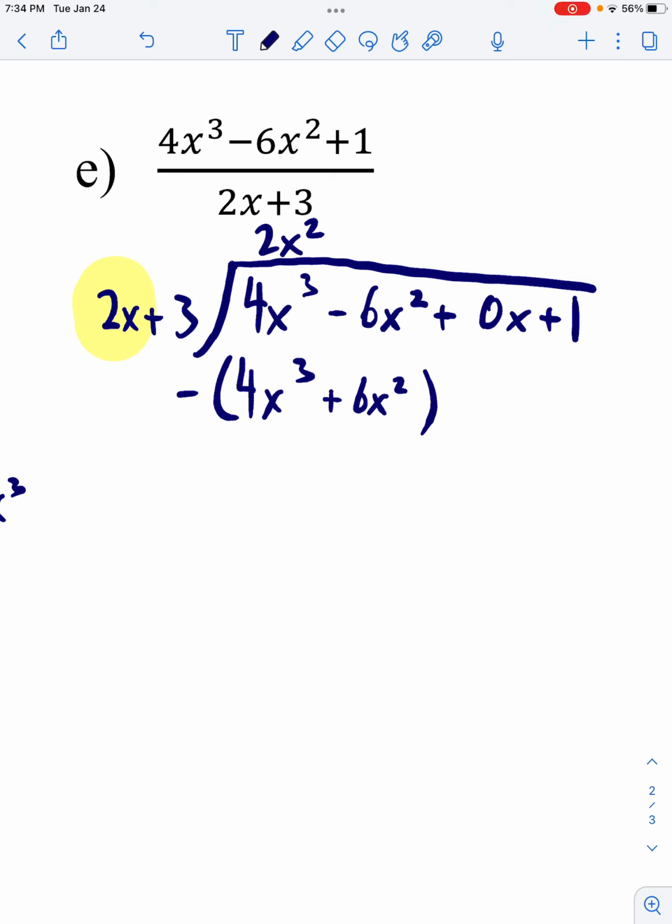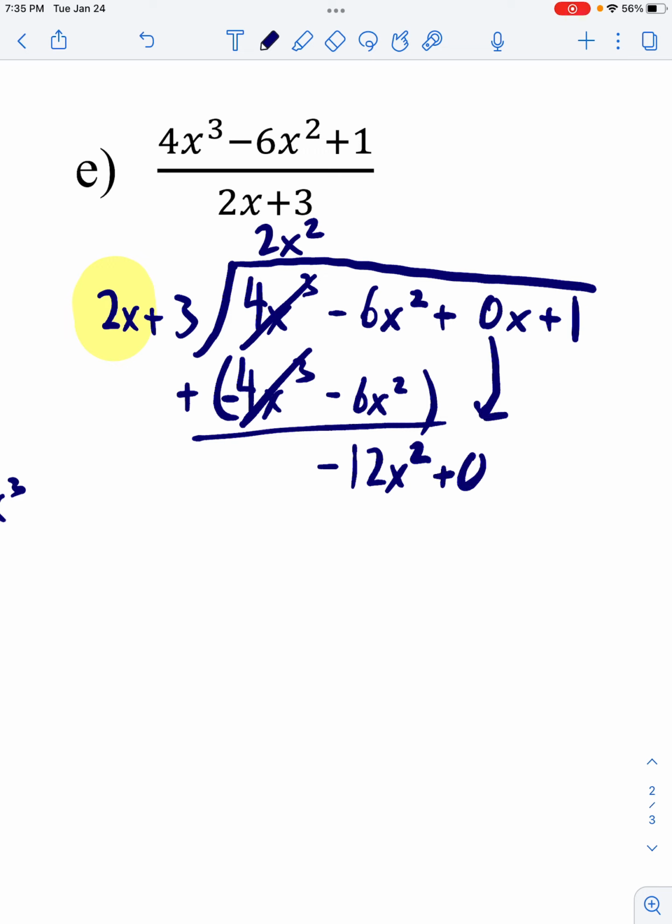Let's change this to a plus sign and flip these two signs. I like to do that. So 4x cubed plus minus 4x cubed is 0, that cancels. Minus 6x squared plus minus 6x squared is minus 12x squared. Drop down the 0x, so plus 0x. Okay. Let's do the algorithm all over again.